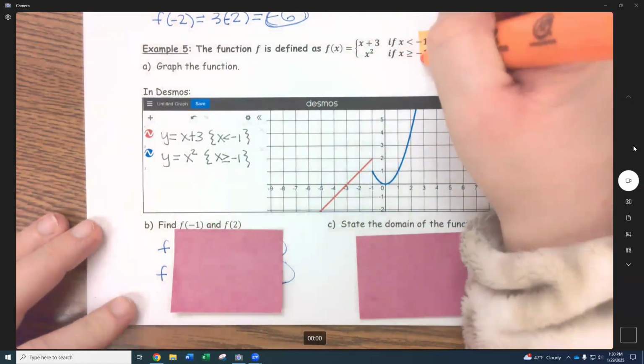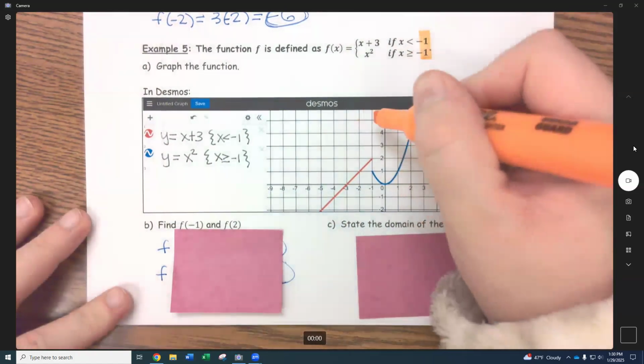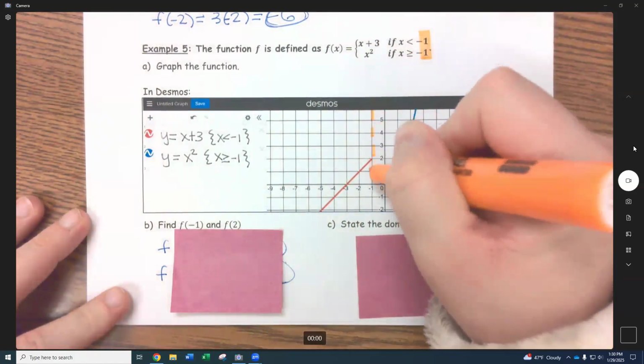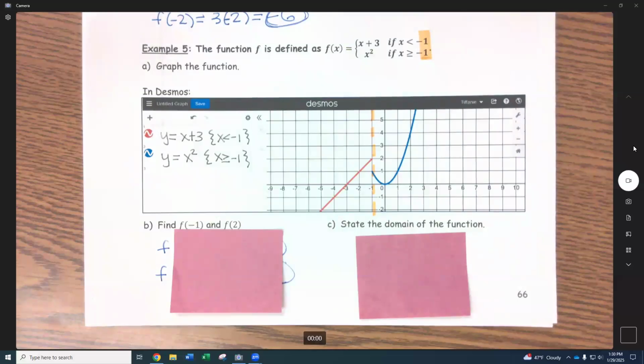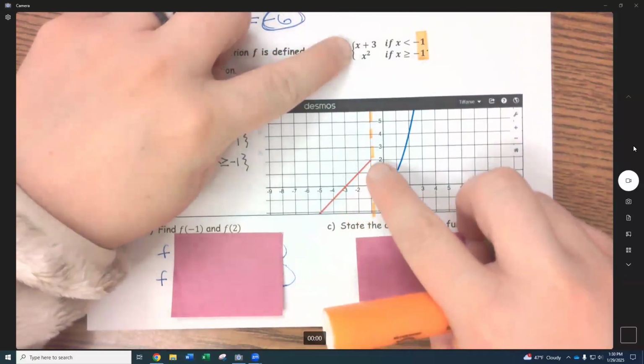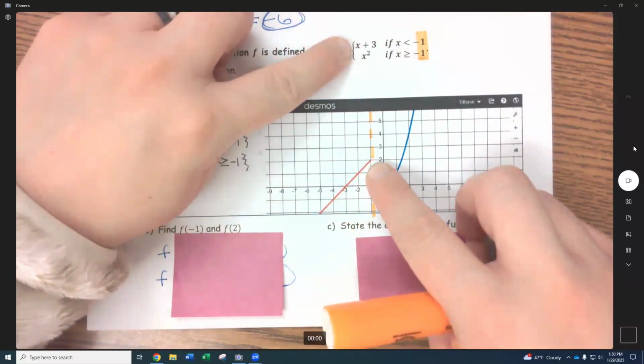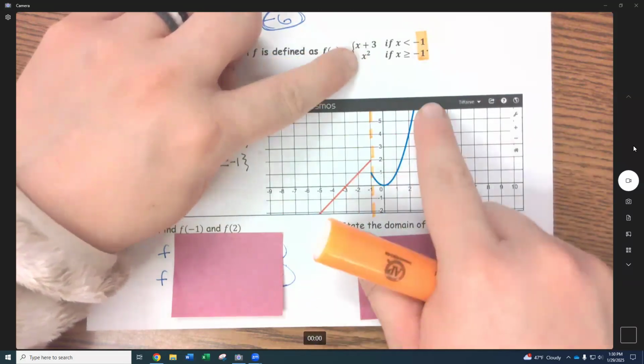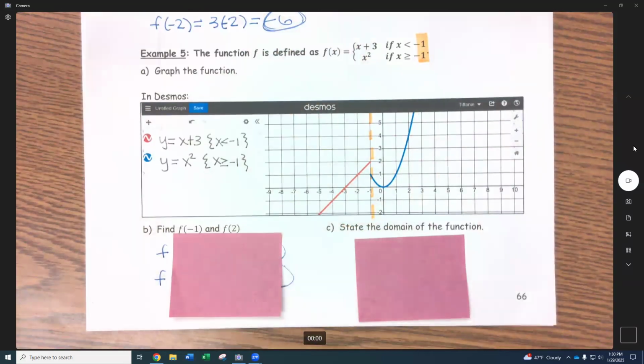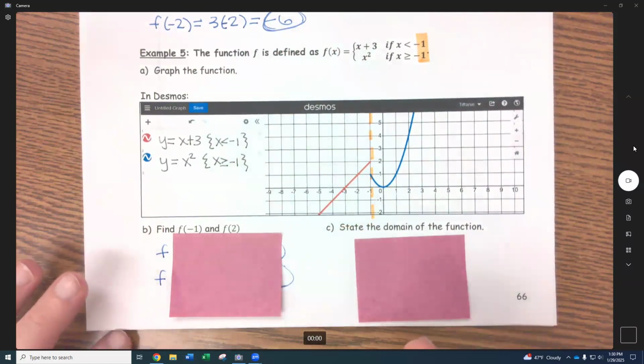So we can see that -1 comes into play because that is where this graph is changing from one function to the other. It is linear all the way up until -1. Once it gets to -1, then it turns into a quadratic, a parabola right there. Okay. So open and close circles, because this does not show us.